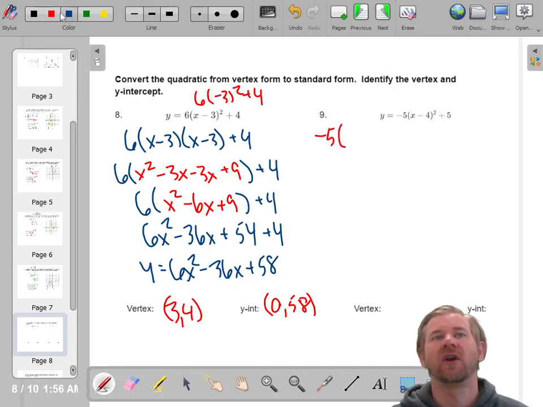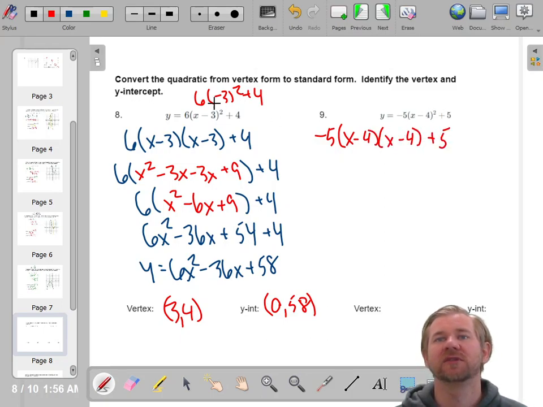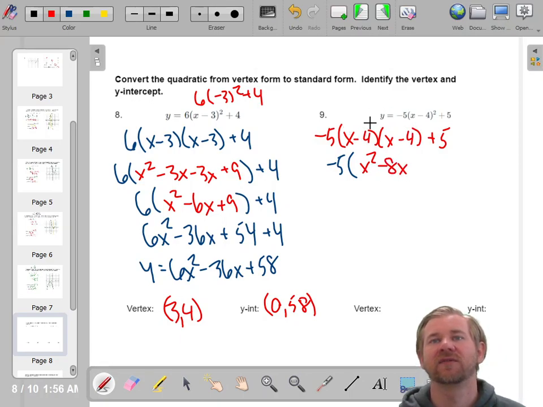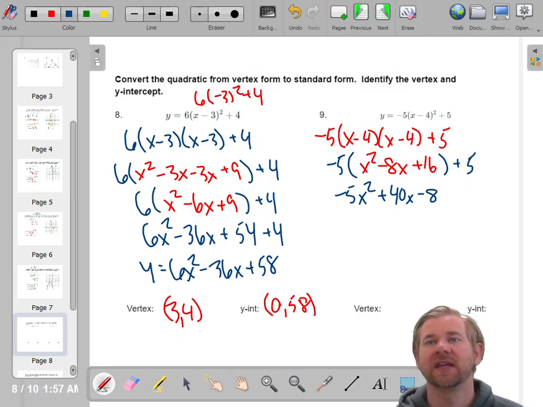Remember, focus on the binomial first. Expanding that x minus 4 squared is the most important thing. Leave the -5 alone, and then I'll just expand this. X squared, can we do this in our head? X squared. Minus 4 is minus 8x, and -4 times -4 is +16. So I combine the like terms in my head. Distribute the -5. 5 times 16 is 80, and 30 makes 80.